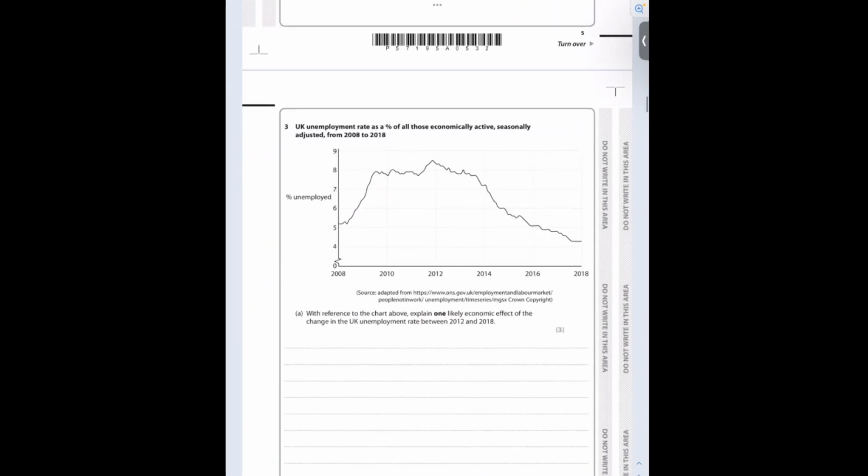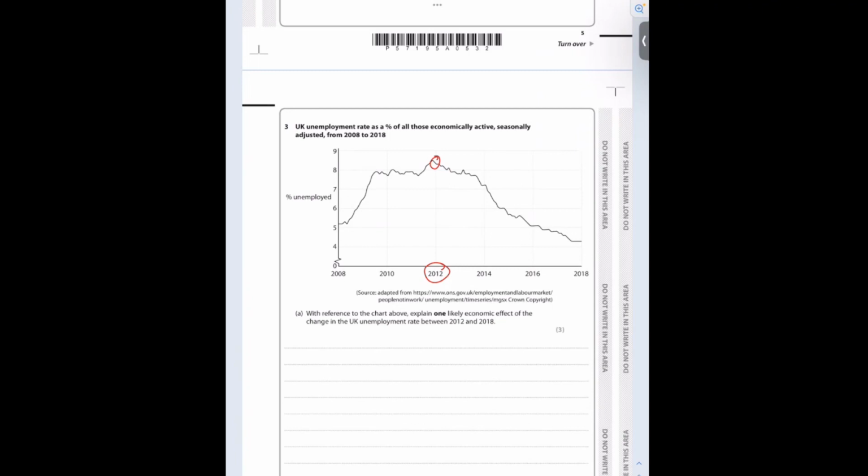Question 3 on UK unemployment. Okay, so the UK unemployment rate is a percentage of all those economically active seasonally adjusted from 2008 to 2018. So you can see the diagram there. With reference to the chart above, explain one likely economic effect of the changes in the UK unemployment rate between 2012 and 2018. Okay, so yeah, start with 2012, go up.